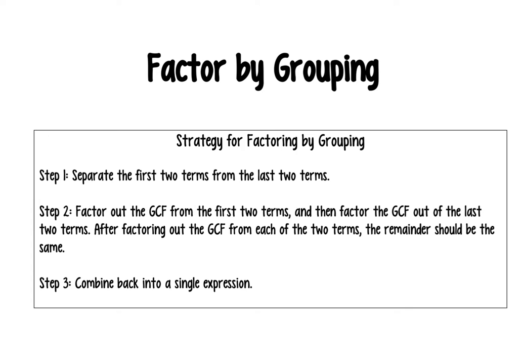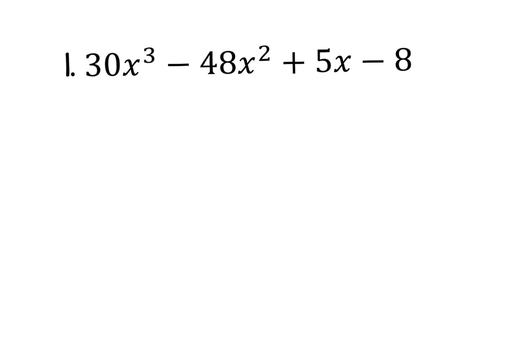All right, so let's look at the first example. I actually am going to look at number 1 together. So we have 30x cubed minus 40x squared plus 5x minus 8. I will tell you, even with grouping, your first step is to look for a common factor. Now, these particular ones don't have common factors. We will do some that do, but that is always your first step, to look for the common factor, okay?